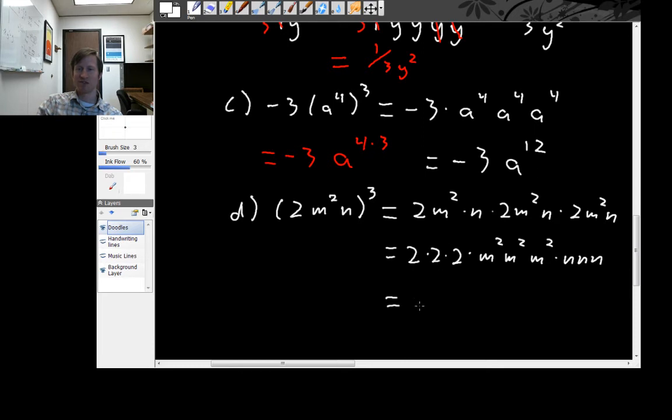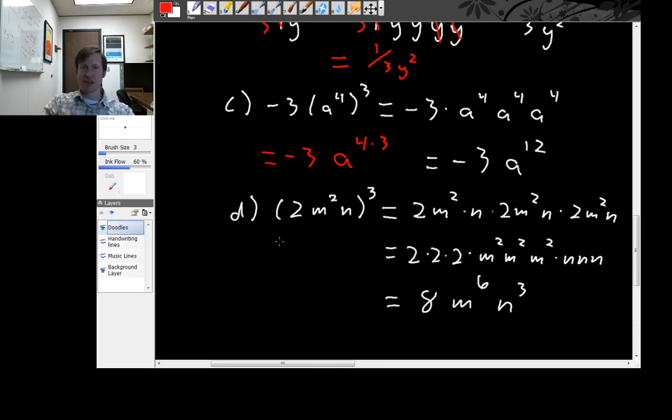Now we can simplify this. 2 times 2 times 2, that's 8. M squared times m squared times m squared, same base, we can add up the powers, so that's m to the 6th. And then finally, n times n times n, that's n cubed.